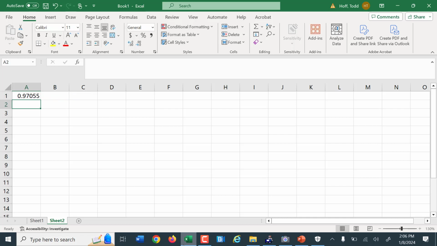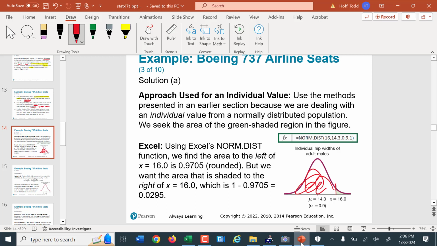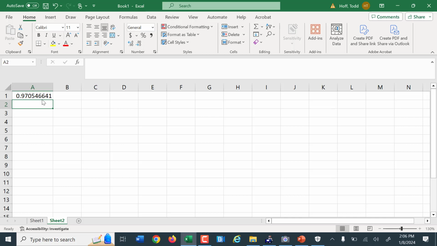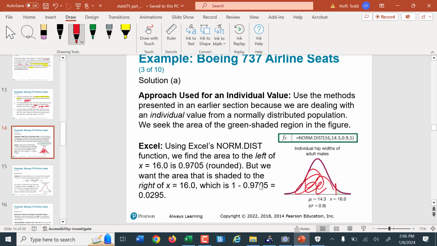So we get 0.97055. They just rounded it to 0.9705. Here, I'll show you that if I expand this out, it's actually 0.970546. So the 0.9705 is correctly rounded. We want the area greater than that, to the right of that, so we have to do the complement. 1 minus that gives us 0.0295, or approximately 3% of men would have hip widths larger than that.